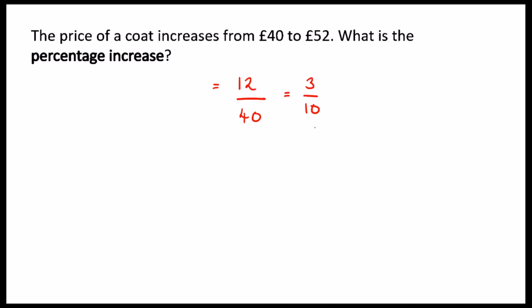Next I want to convert this to a percentage. So I know 3 over 10 is the same as 30 over 100, if I multiply the top and bottom by 10. And because it's now out of 100, I can say that that's 30%. Because my amount went from 40 to 52, I know that it's a percentage increase, so I can say that it's a 30% increase.